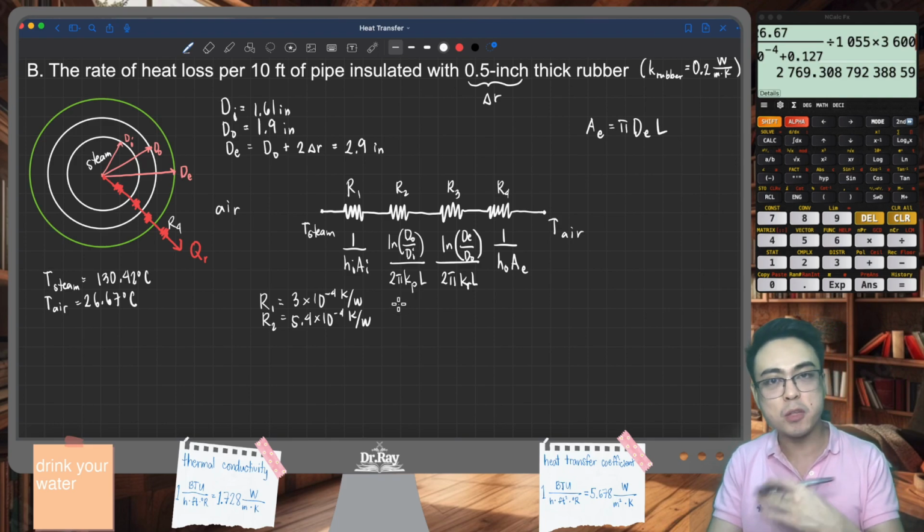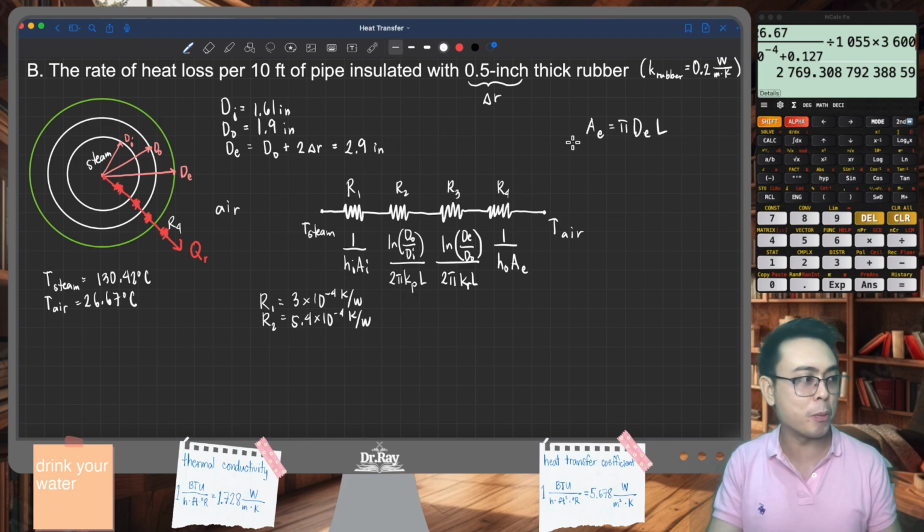The steel pipe is much more conductive compared to the rubber pipe. The conductivity of the rubber is only 0.2 watts per meter per Kelvin, right? It's an insulator. It's supposed to arrest or to slow down the transfer of heat. So same as before, let me calculate for R3 and R4. Let's start with R3.